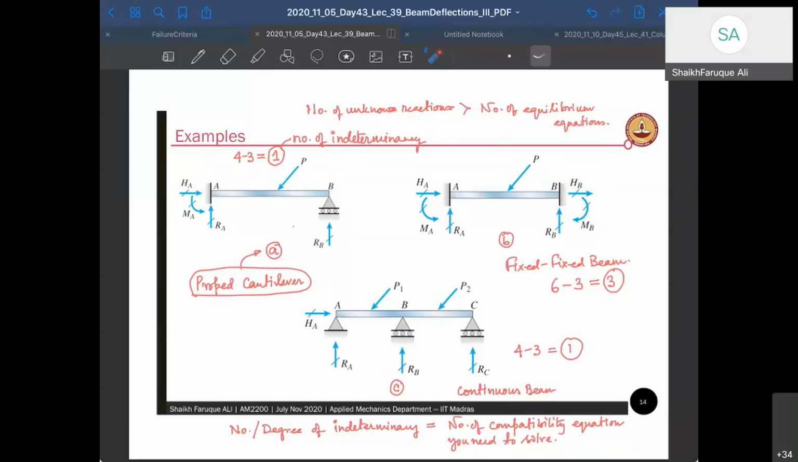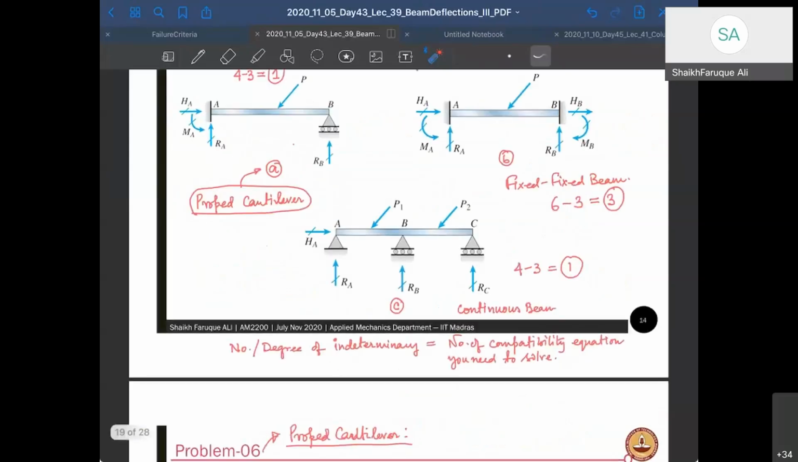Now the third example is a continuous beam, which is a simply supported beam extended over another simple support, right? So it's called a continuous beam. If we have inclined loads again here, we'll have horizontal unknowns. These two are roller supports. But with roller supports here, the number of unknowns: we have 2 here, plus 1 here, plus 1 here, right? So it becomes 4 unknowns.